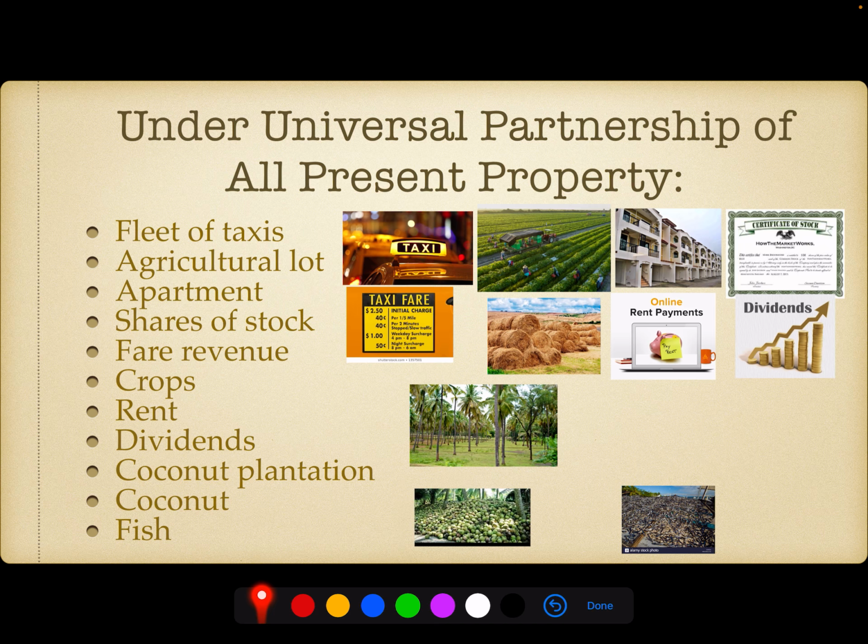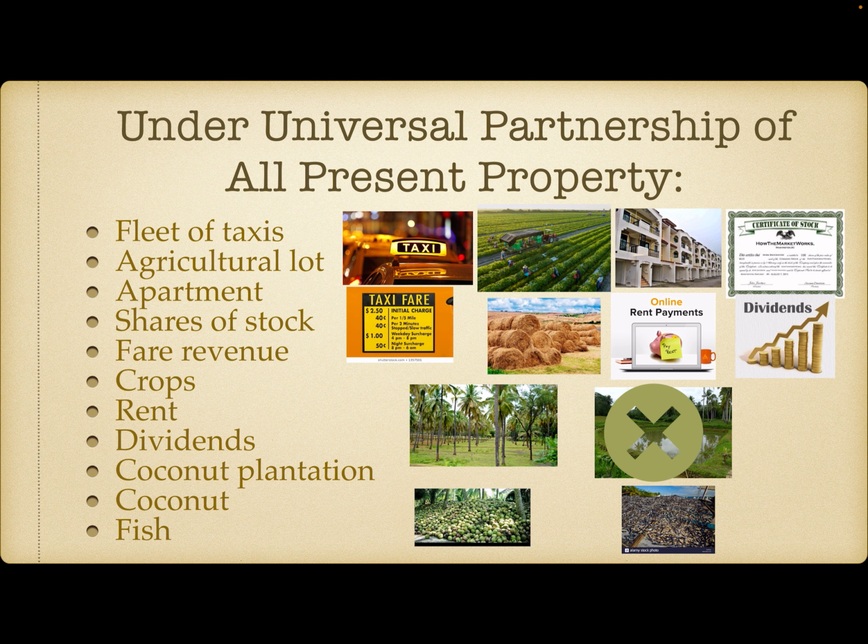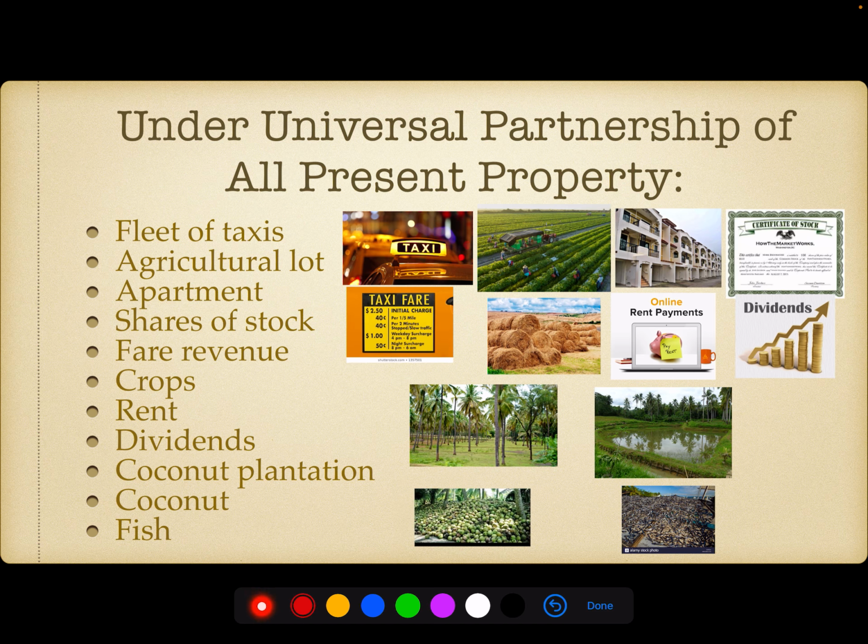Now, as for the fish pond, as mentioned already, it will not be included. But the fish that were harvested from the fish pond are included, as expressly stipulated in Article 1779. The fruits can be included. Okay. Now, on to the second type of universal partnership.